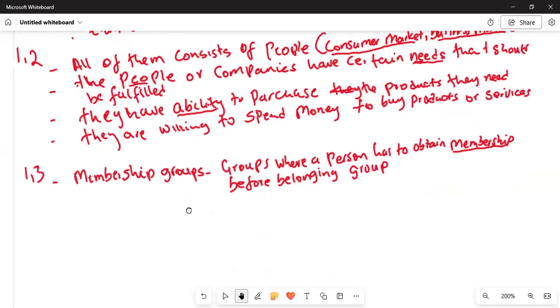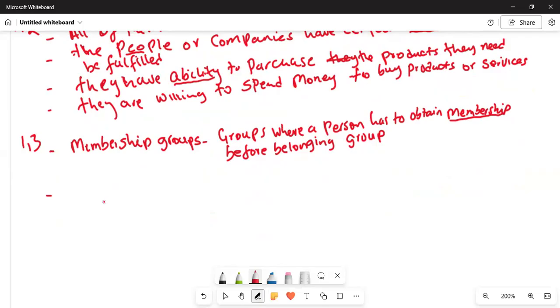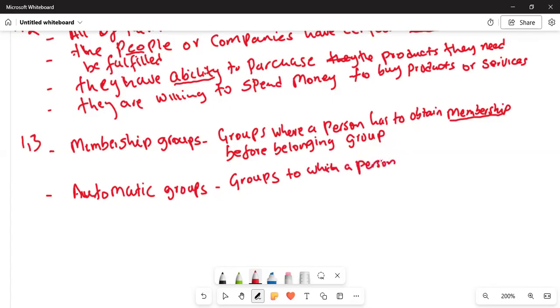So now let us move on. Again, we can talk about another reference group, which is called automatic groups. These are groups to which a person belongs automatically as a result of his age, work relation, interest, or gender. Unlike membership, where you need to obtain membership, with this one you automatically belong to that group. That is why we are saying groups to which a person belongs automatically.